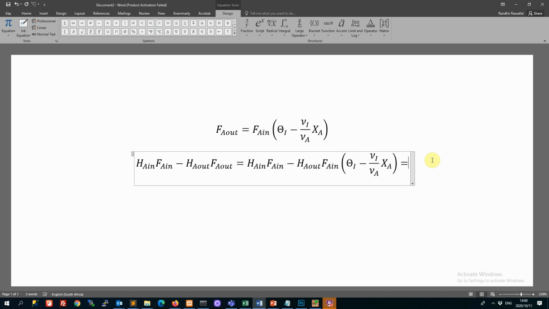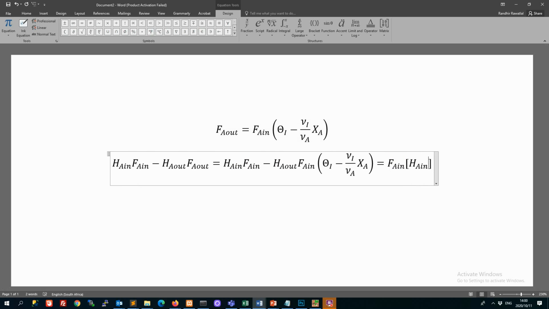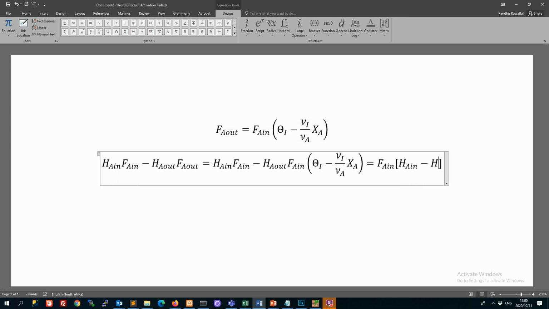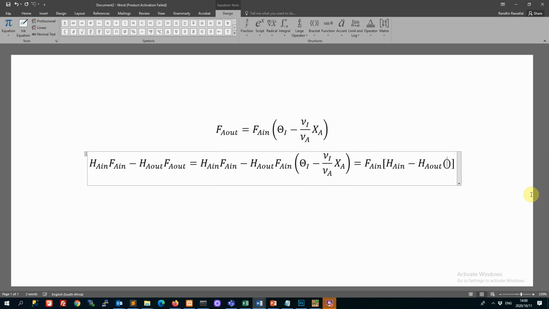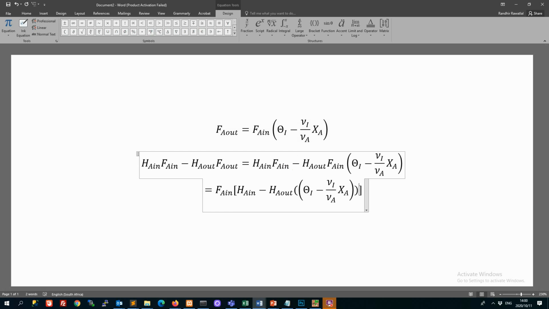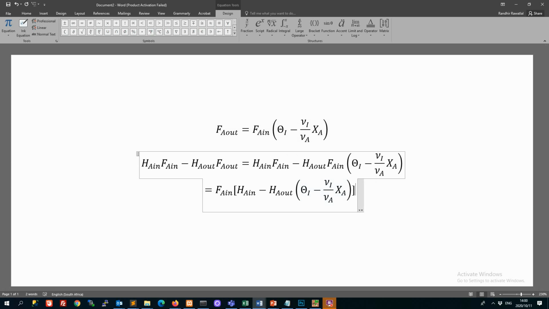So we can say F sub A in times, and then we've got here HA in minus H sub A out, and then here we have to multiply by this stuff as well. Anyway, right, so that's what we have here.